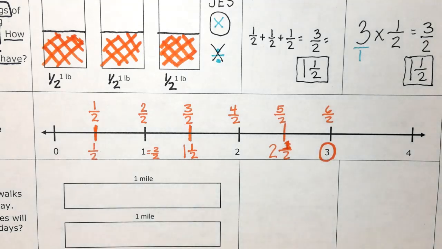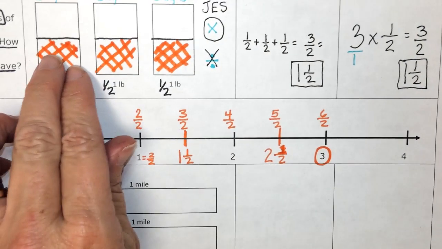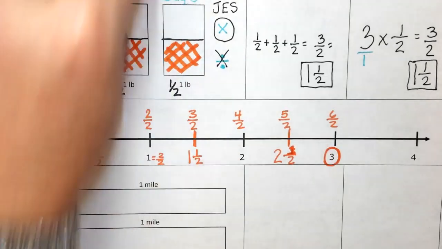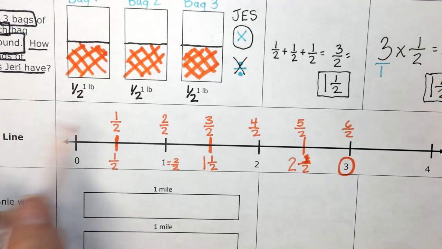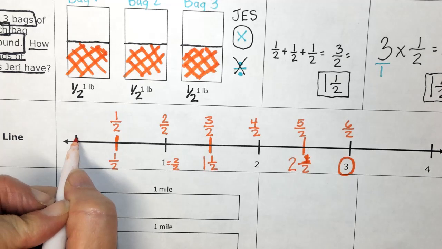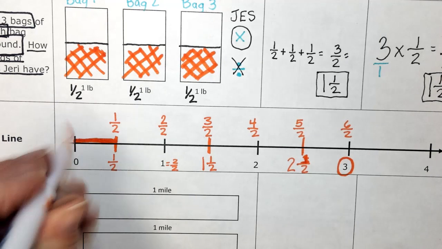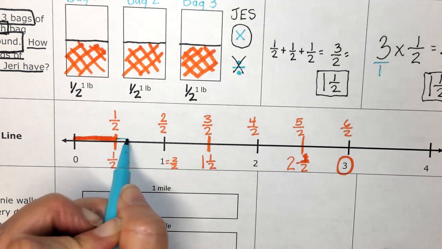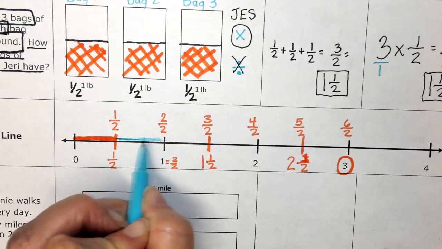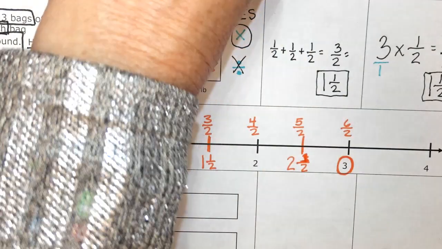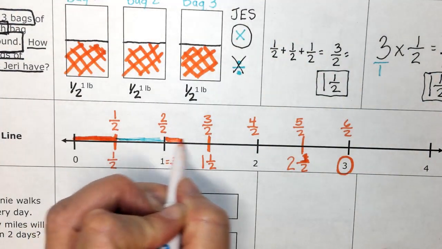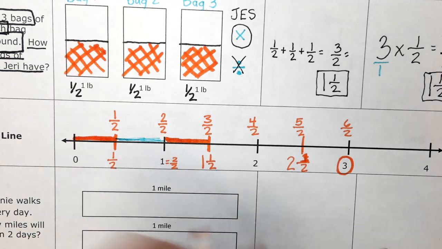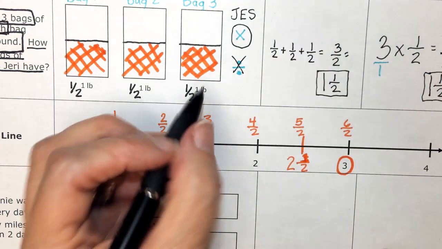Now what I need to do is shade in my picture so that it looks a lot like my model. So I'm going to have 2 colors. And that first bag, if we start at 0, we're going to shade all the way to 1/2. Then we have our second bag, which had 1/2, so I'm going to shade that in really quickly. And I have my third bag, back to my orange. And so when I get my answer, I'm going to box that in.